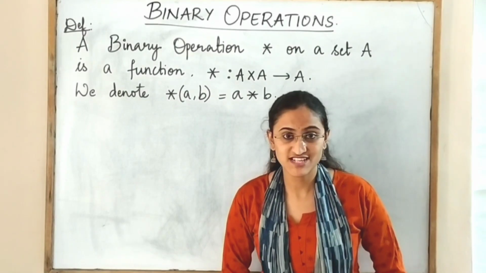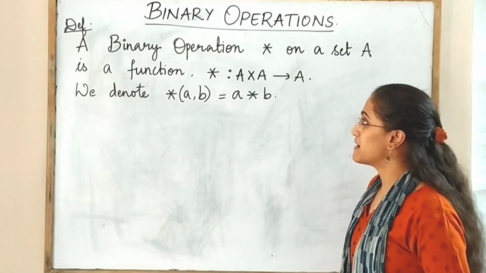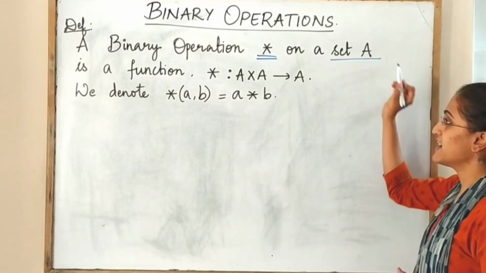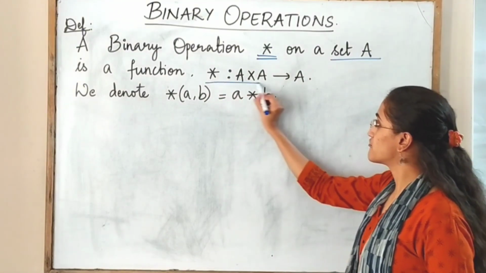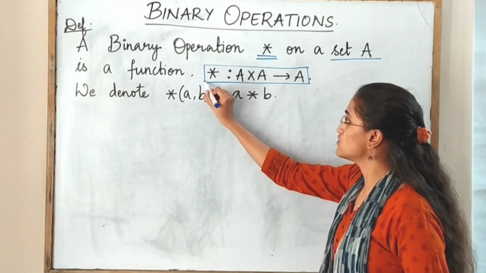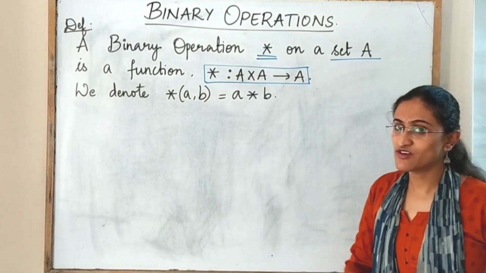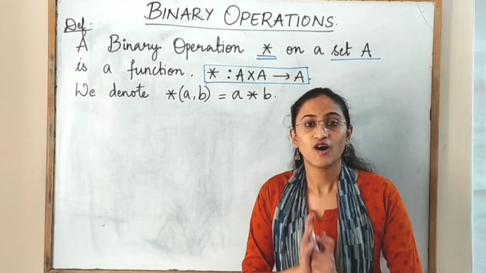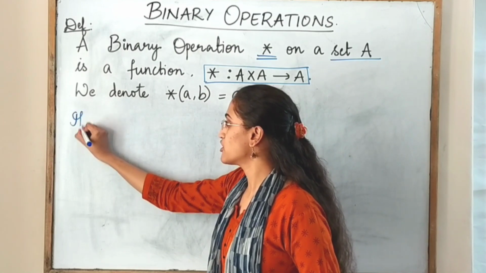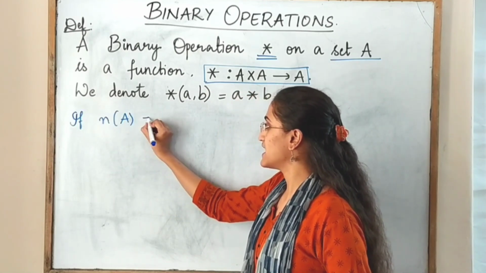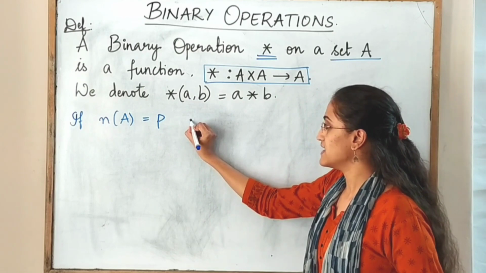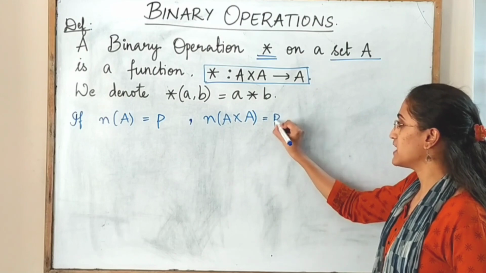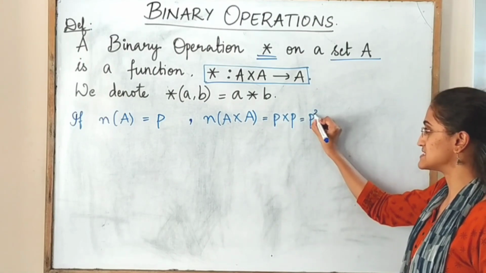Look at the formal definition of a binary operation. A binary operation star, usually denoted like this, on a set A is a function star from A cross A to the set A itself, and we denote star of (A, B) as A star B. Also remember that if the number of elements in the set A is equal to P, then the number of elements in A cross A will be P into P, which is P square.